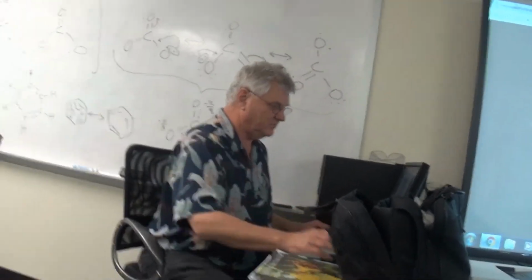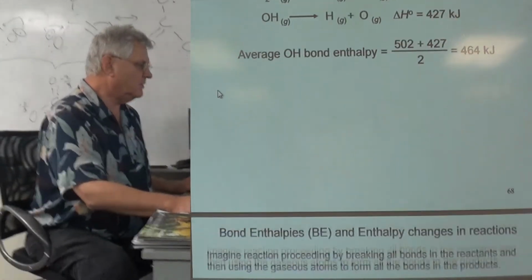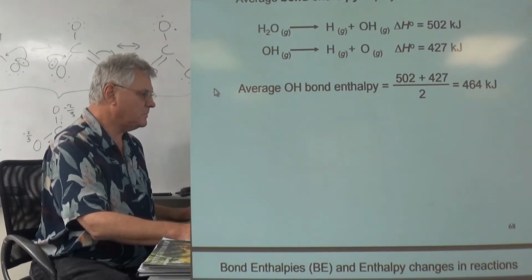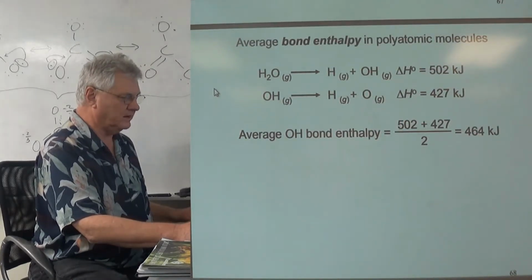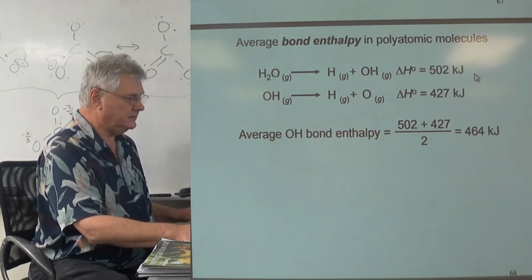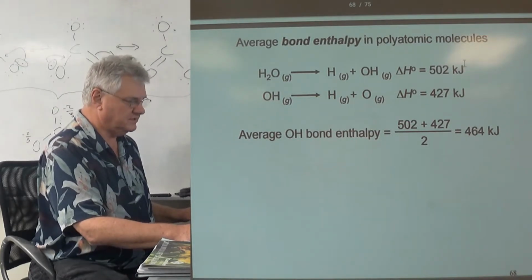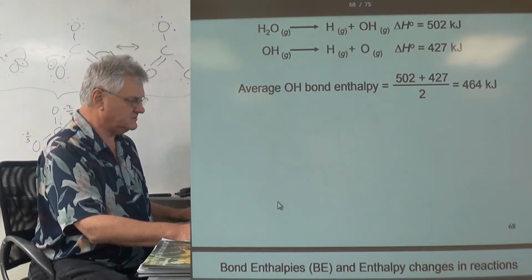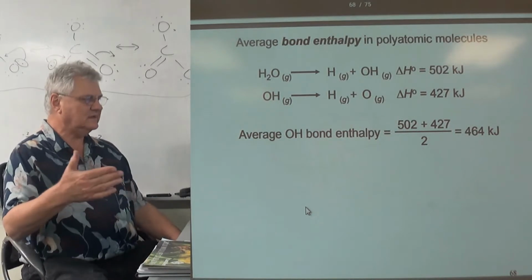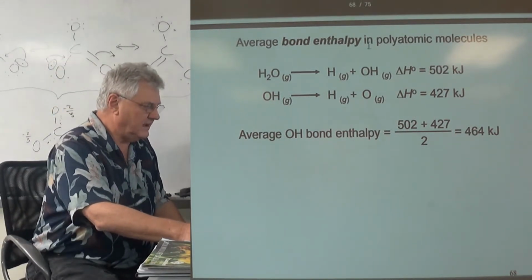But they differ in value. It becomes more difficult to remove each of them. So here is an example with water. You've got one oxygen-hydrogen bond broken, and you measure its enthalpy, and then you break the other one and measure its enthalpy and average them, and then you can say the average oxygen-hydrogen bond energy or bond enthalpy is the average of those two.